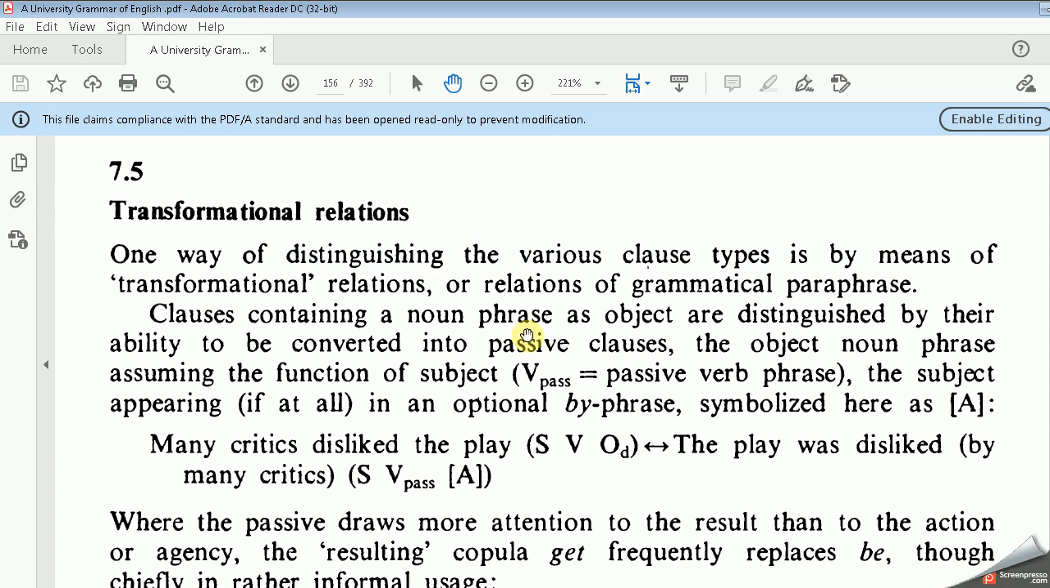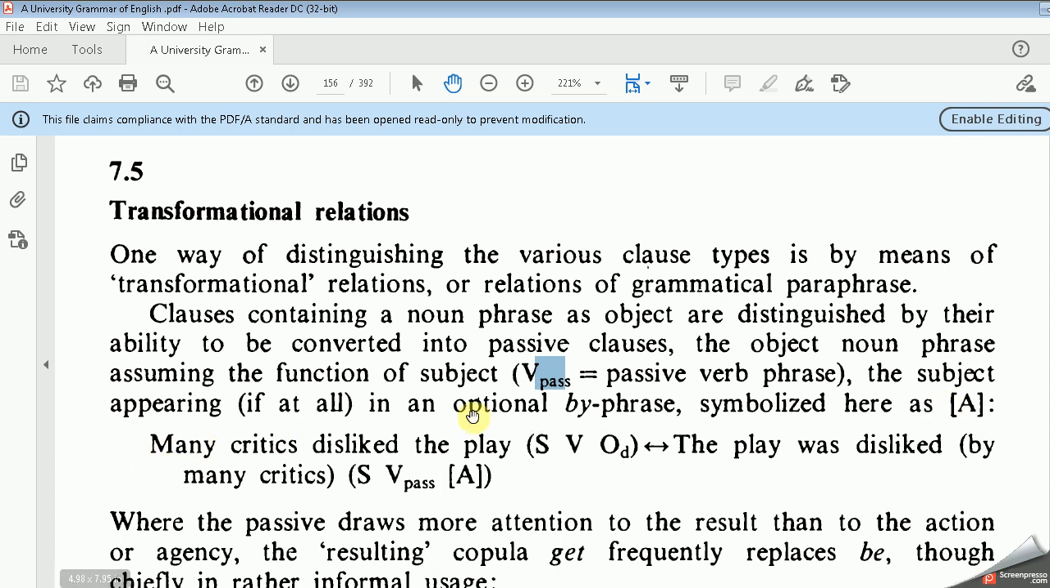Clauses containing a noun phrase, for example a noun phrase as an object, are distinguished by their ability to convert into passive clauses, so the object of this noun phrase assumes the function of subject. So if the object of this clause can occupy the position of subject in the form S, V-passive, verb phrase, the subject appearing, if at all, in an optional by-phrase, symbolized here as A.